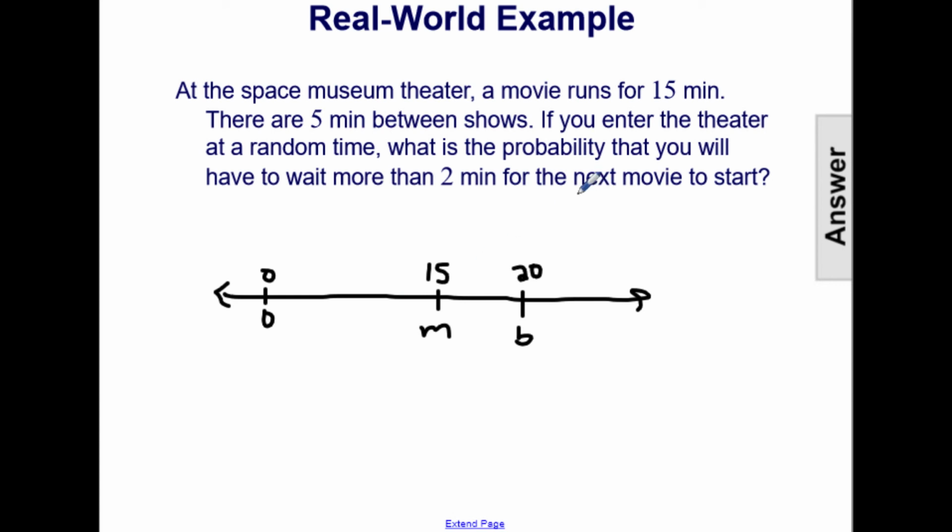Now, we're trying to find the probability that you will have to wait more than 2 minutes. So let's say you waited only 2 minutes. That would be here at 2. We're not looking for those 2 minutes of waiting. We're looking for the rest of the time from 2 to 20, which would be 18. So our probability would be 18 over 20, or 9 over 10, which is 0.9 or 90%. That would be our probability.